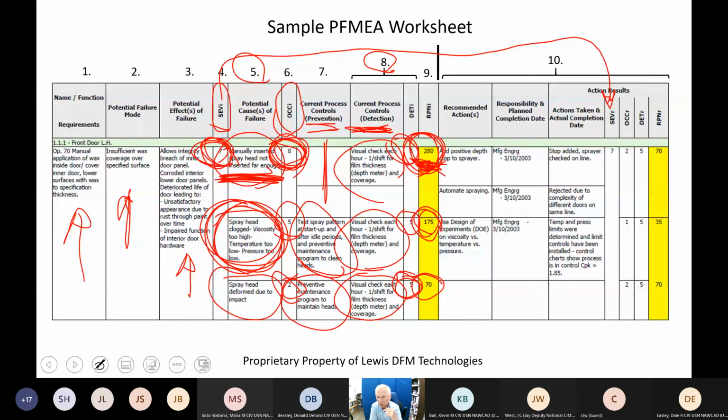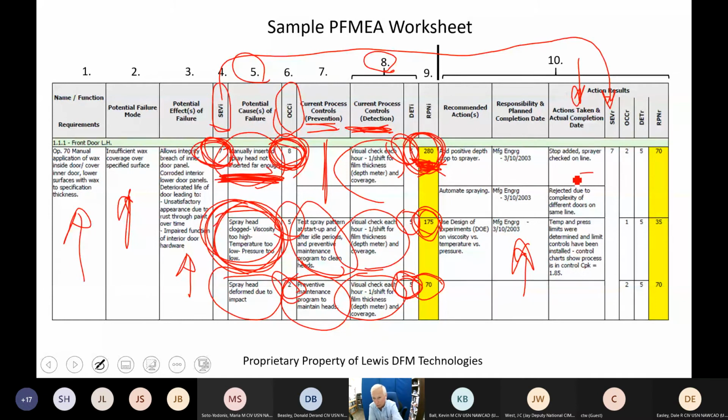Add a positive depth stop to the sprayer. Automate spraying is another thing. So we've brainstormed and we've collected some information, and we see that we have some recommendations to do. What do we do after we come up with our recommendations? We assign them and make somebody responsible, an organization responsible, and a due date. And then after we do that, we give them time to go do what needed to be done. And then we move on to this column of the actions taken and actual completed date.